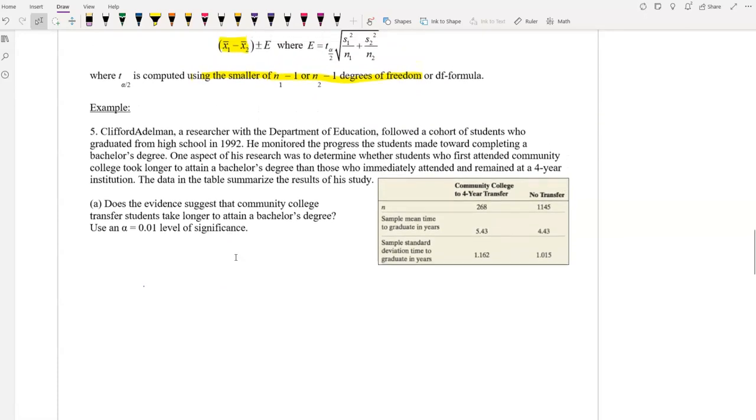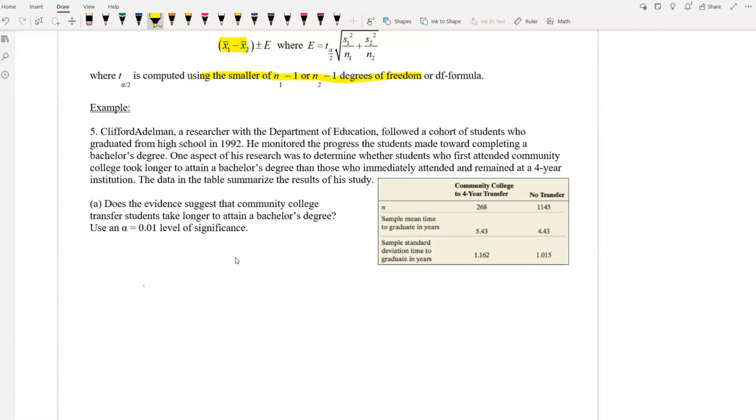Example. A researcher with the Department of Education followed a cohort of students who graduated from high school in 1992. He monitored the progress the students made toward completing a bachelor's degree. One aspect of his research was to determine whether students who first attended community college took longer to attain a bachelor's degree than those who immediately attended and remained at a four-year institution.